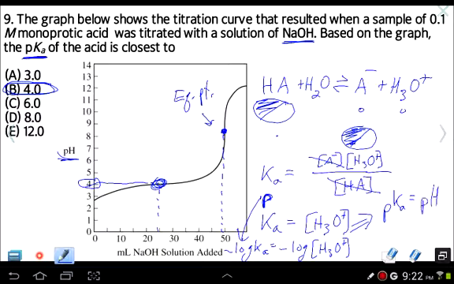And so that's why they're asking for the pKa, and you're really just taking a look at the pH halfway to the equivalence point. pKa's are a quick way of checking the weakness or the strength of an acid. And the higher the pKa, the weaker the acid is. And that's essentially the idea.